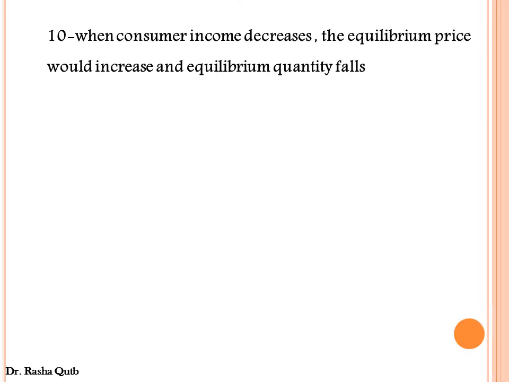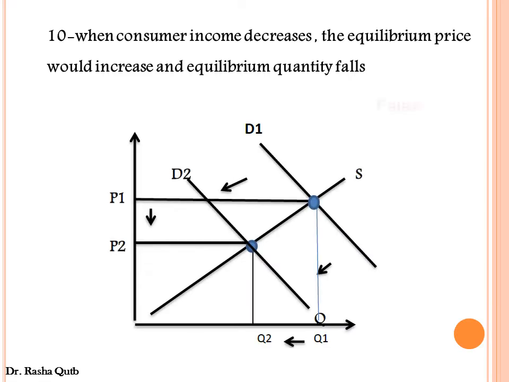Number 10. When consumer income decreases, the equilibrium price would increase and the equilibrium quantity falls. This sentence is false. Why? First of all, consumer income is considered a factor that affects the demand side of the market. If our product is a normal good, any increase in income would cause the demand for the product to increase.